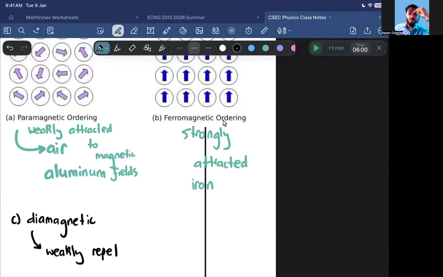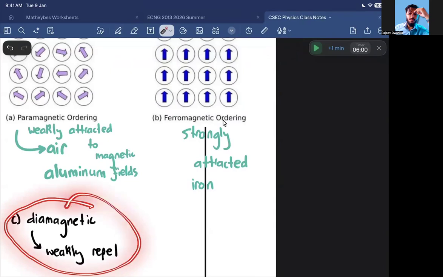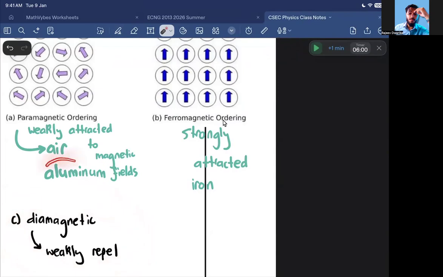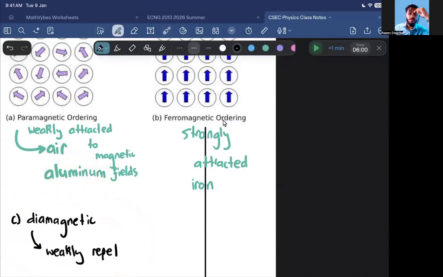Can anybody think of any other ferromagnetic materials? Metals. No, not all metals. Watch. I'm telling you, copper is a diamagnetic material. Copper would actually weakly repel a magnet. Aluminum is a metal, but aluminum is not strongly attracted to magnets. It's weakly attracted to it. Cobalt, yeah. Cobalt is one.